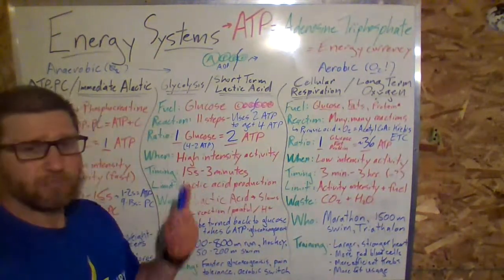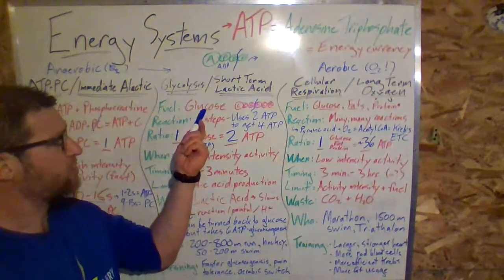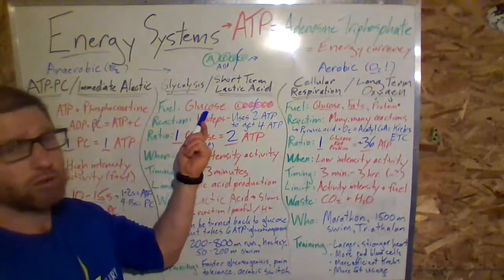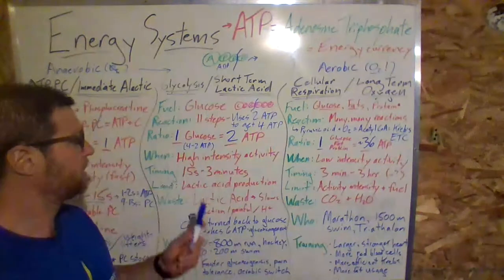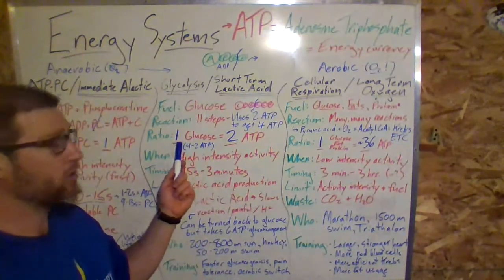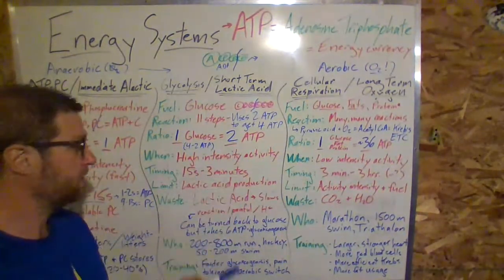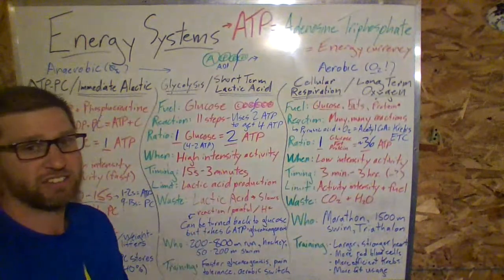Okay. So short-term lactic acid system, glucose is the fuel. 1 molecule of glucose gets me 2 ATP, and my limiting factor is lactic acid.